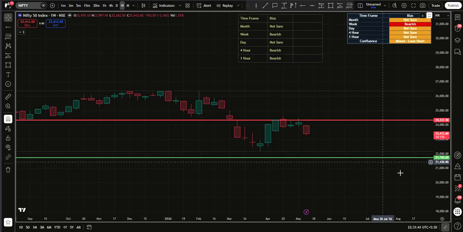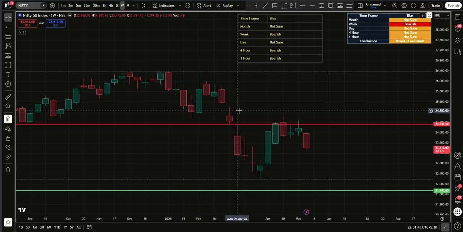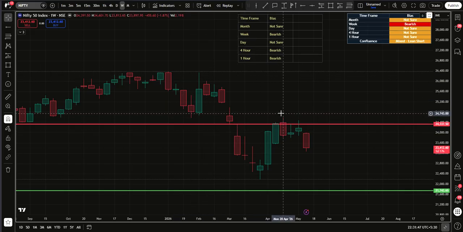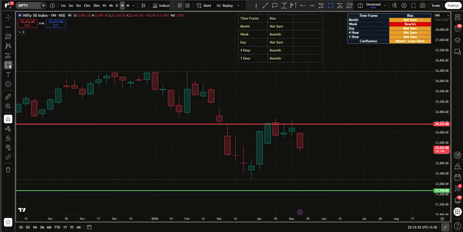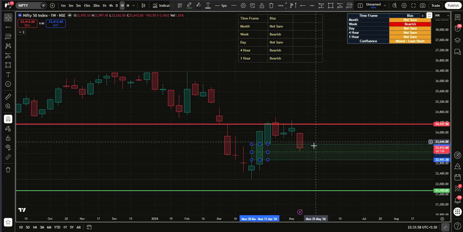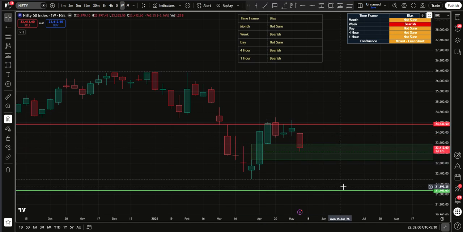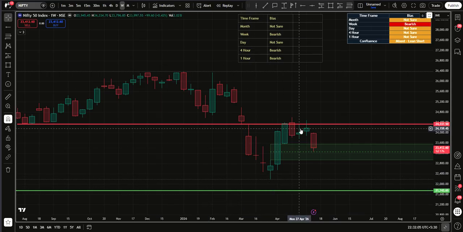Moving over to the weekly time frame. On the weekly time frame, Nifty is bearish. This is a swing high. This is a lower swing high, and that's the reason Nifty is bearish. And yesterday I had marked out this fair value gap on a weekly time frame, just to prove that there is a large liquidity pool here of buy orders. It is still there, and this is where the buyers are.